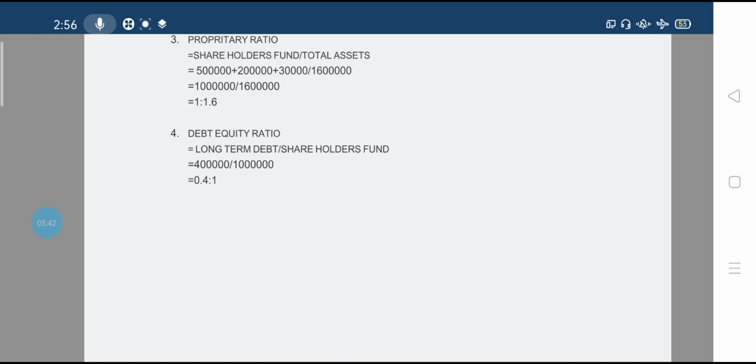Now coming to debt equity ratio, the formula to calculate debt equity ratio is long term debt divided by shareholders fund. So long term debt is 4 lakh and shareholders fund is 10 lakh. The ratio will be 0.4 is to 1.